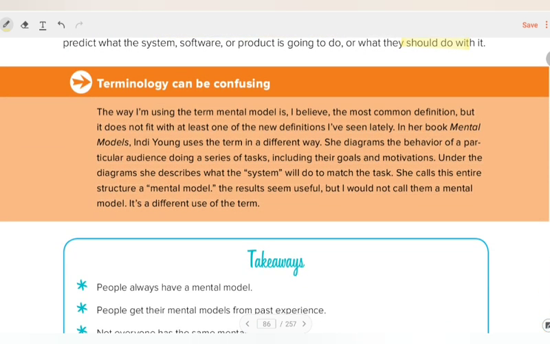Terminology can be confusing. The way I'm using the term mental model is, I believe, the most common definition, but it does not fit with at least one of the new definitions I have seen lately. In her book Mental Models, Indi Young uses the term in a different way. She diagrams the behavior of a particular audience doing a series of tasks, including their goals and motivations. Under the diagram, she describes what a system will do to match the task. She called this entire structure a mental model. The results seem useful, but I would not call them a mental model. It's a different use of the term.